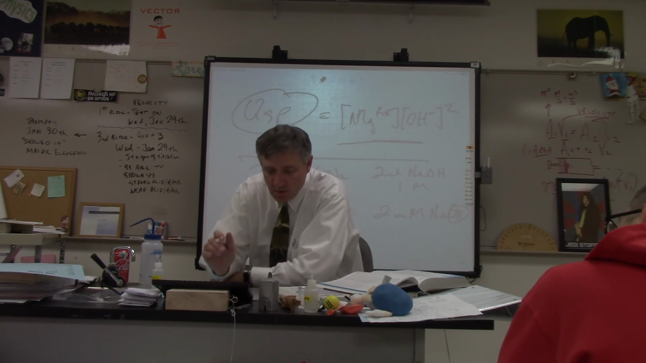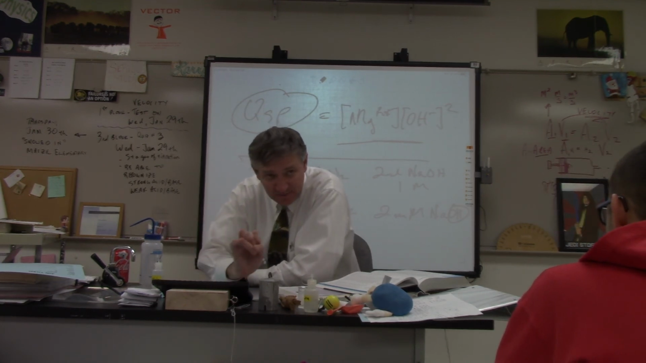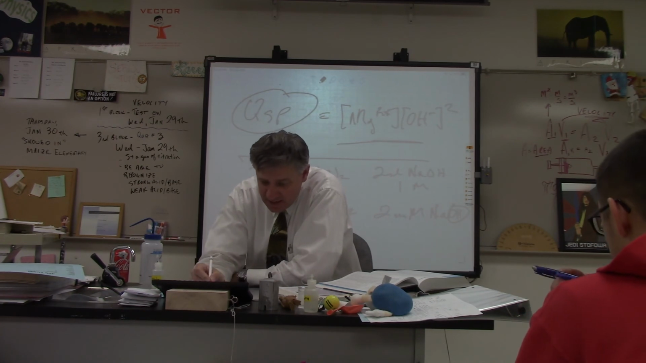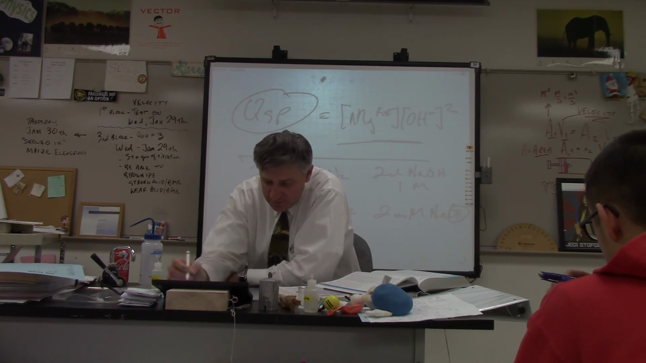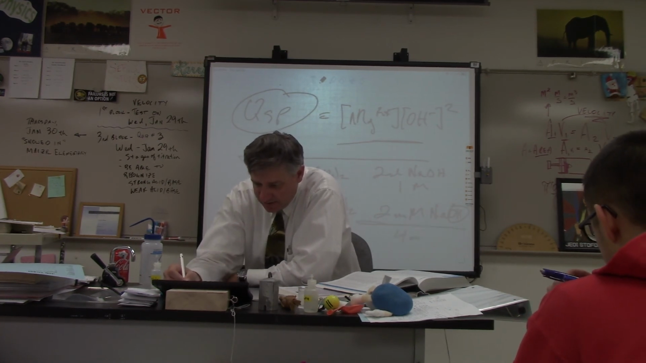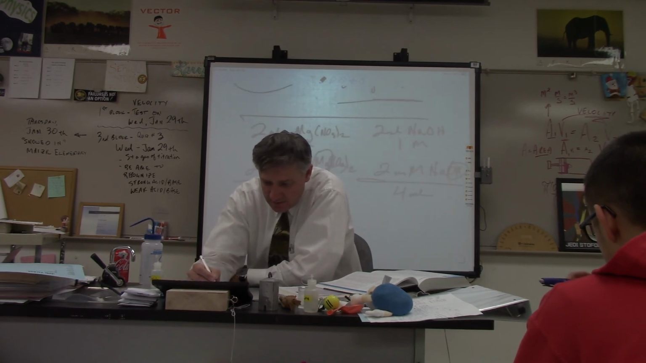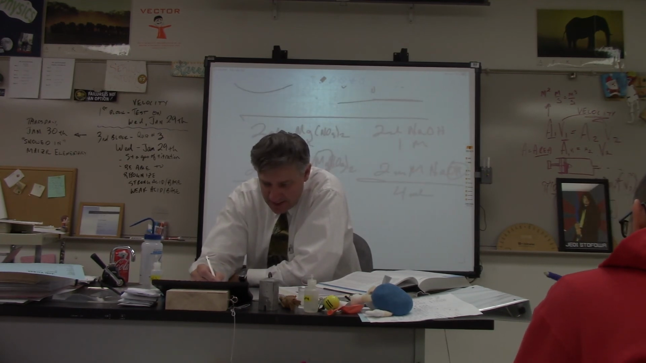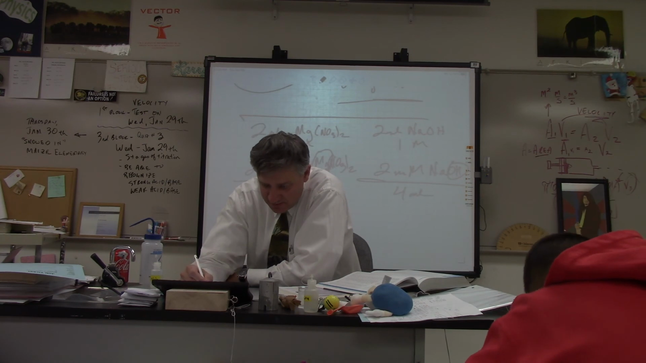So I need my concentration after they are mixed. I'm going to take this and divide this by 4 milliliters. I'm going to divide this by 4 milliliters. Milliliters cancel out. I get a half molar solution of magnesium nitrate. And I got a half molar solution of my sodium hydroxide.